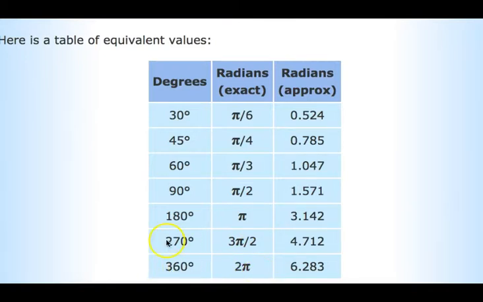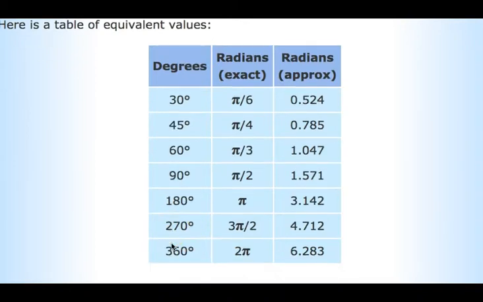We're going to write this in a minute. 45. Don't 4 45s make 180? So it's 180 divided by 4, or pi divided by 4. Okay, 270 is 1.5 lots of 180. It's 180 plus another 90. So it's 1.5 times 180. So it's 3 over 2 times 180.